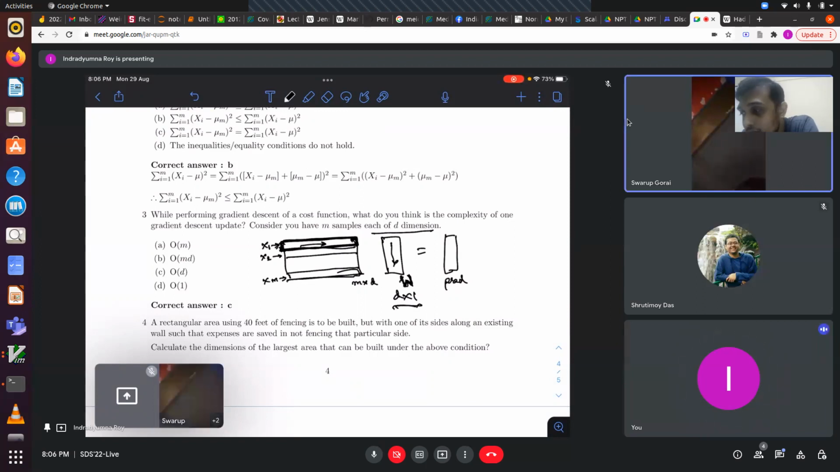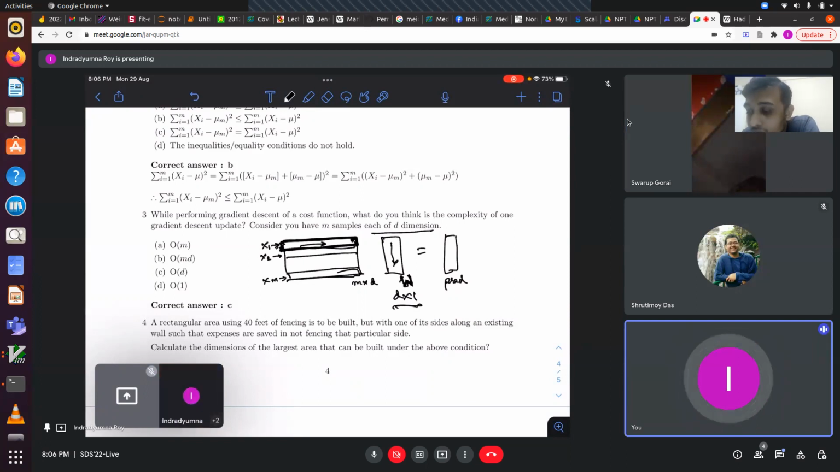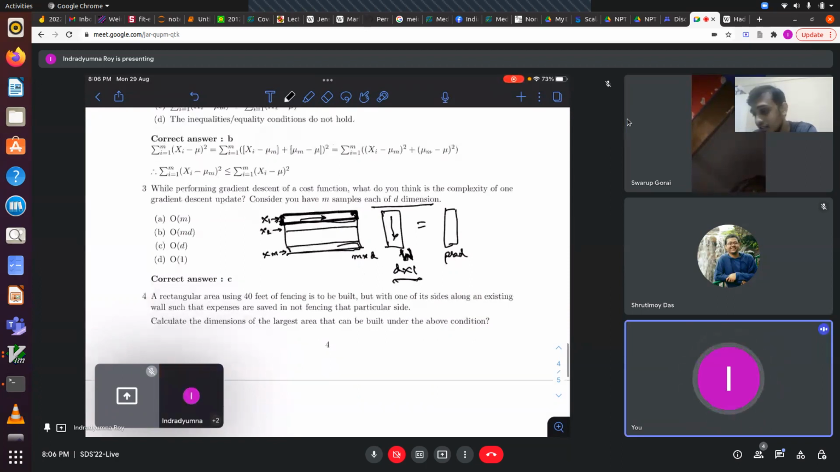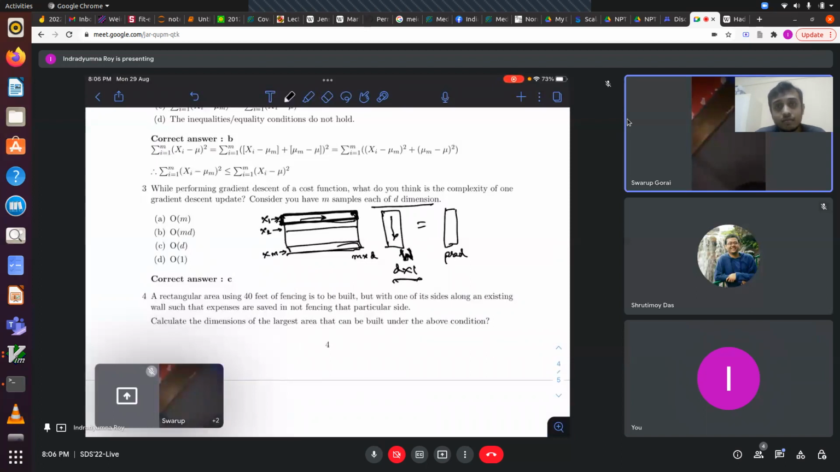That's what I'm saying. So therefore, what is the complexity? Order of D. So the key idea here is that M does not matter because all the parameters are common for any number of M. And that's the basic machine learning idea that was asked in this question. Understood.